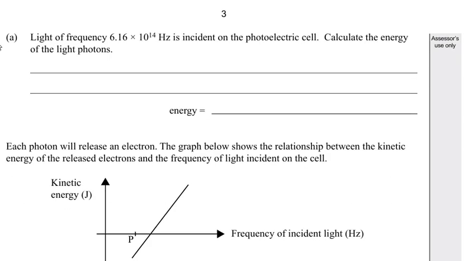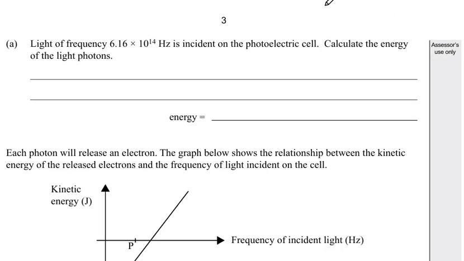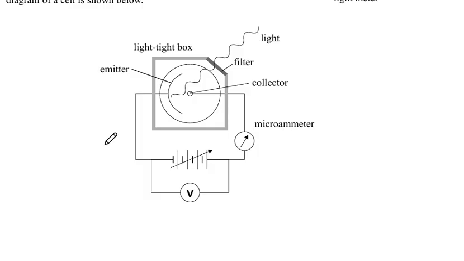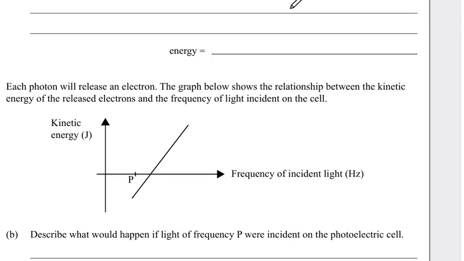Now let's look at part A. Light of this frequency is incident on the photoelectric cell. Calculate the energy of the light photons. We call this kind of light that shines into the circuit incident light. Incident light, that's the name of this kind of light.